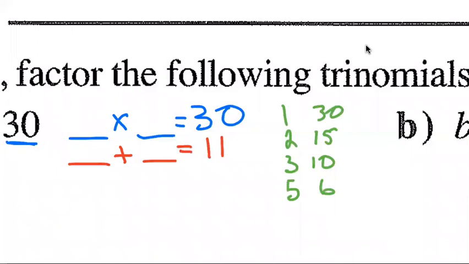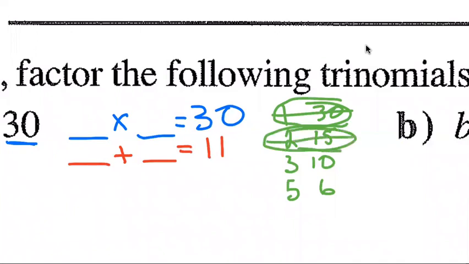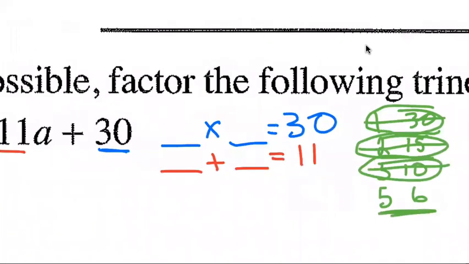Well, I can't make 1 and 30 add to 11, so it can't be 1 and 30. I can't make 2 and 15 add to 11 either. I can't make 3 and 10 add to 11. But 5 and 6 adds to 11. So my numbers are going to be 5 and 6. 5 times 6 is 30. 5 plus 6 is 11.